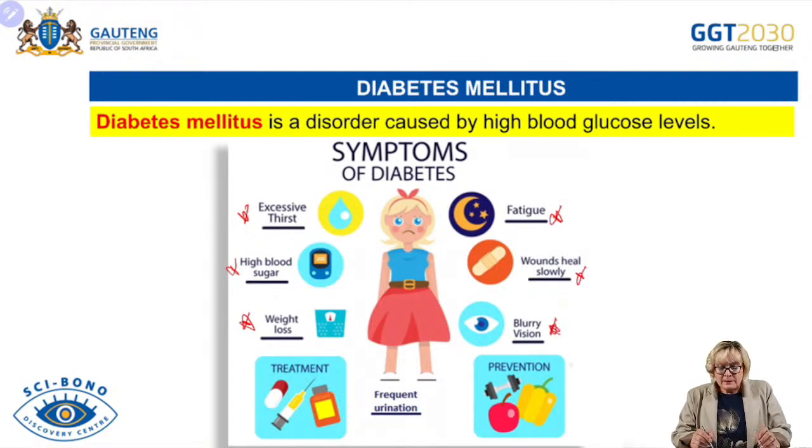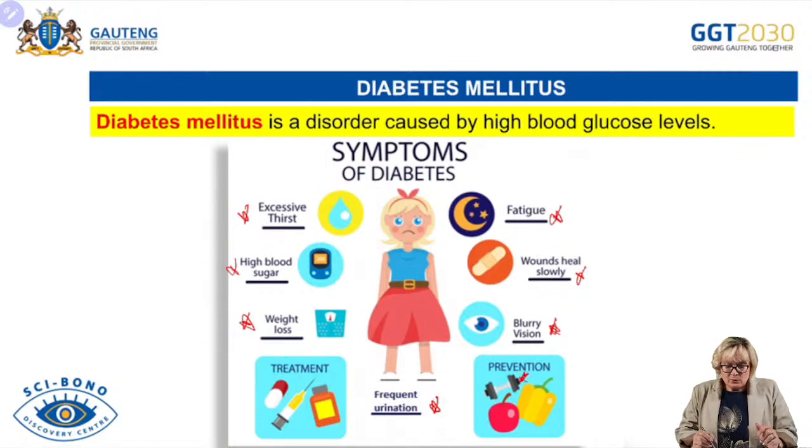And obviously then frequent urination, all right? But why are you urinating frequently? Because you're taking in all this liquid the whole time. How can I prevent this? How can I prevent that my blood sugar levels are constantly high?